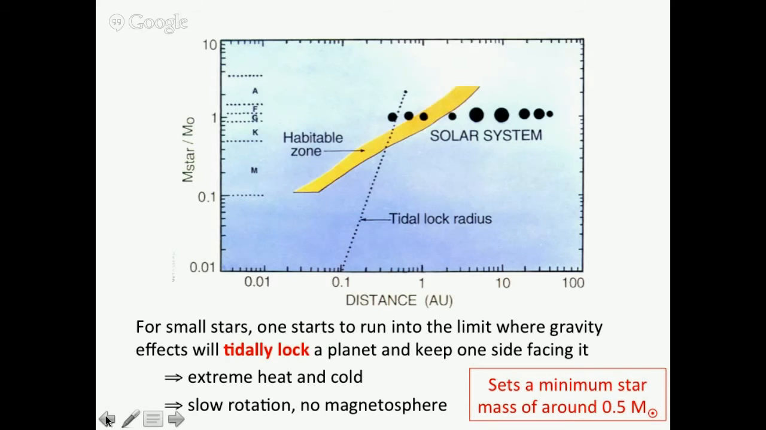And so if they get too close to the star, they will also be tidally locked so that they face the same side toward the star. By the way, same thing happens with the moons around Jupiter. Those moons all face the same side towards Jupiter because of this tidal lock. So it's a very common process in planetary dynamics.